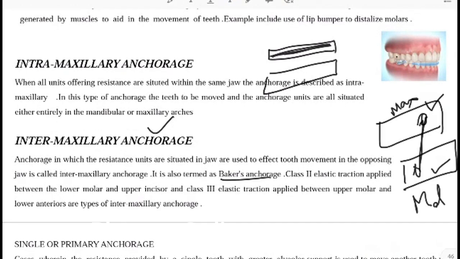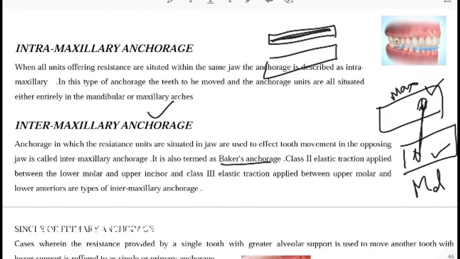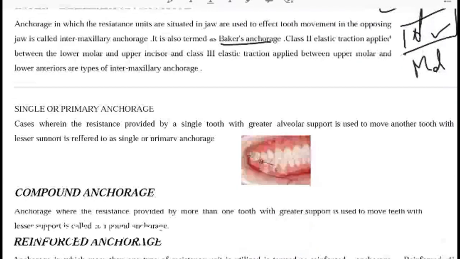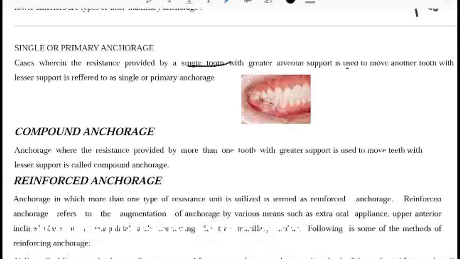Now single or primary anchorage, wherein resistance provided by a single tooth with greater alveolar support is used to move another tooth with lesser support. You are just using support from a single tooth. Then it is single or primary anchorage. Then you have compound anchorage when you are taking the resistance provided by more than one tooth. So that is compound anchorage. This is just a single one. This is a compound one.